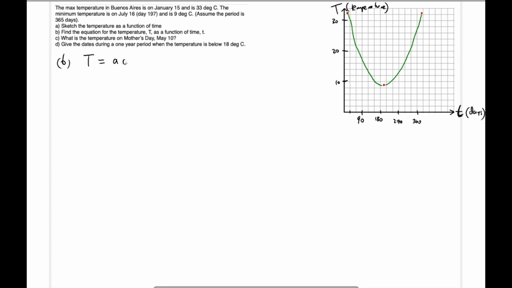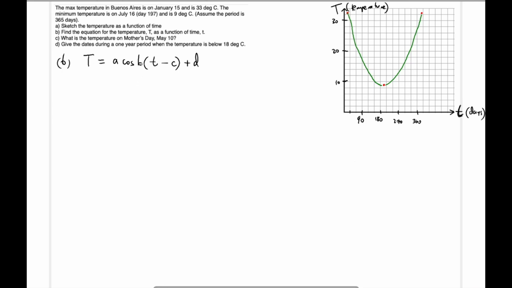The amplitude cosine b x, instead of x, of course, we're going to use the t because that's the horizontal axis. It serves the same purpose as the x. T minus c plus d. So the constants in this case are a, b, c, and d. And the t is the horizontal independent variable, the time in days.